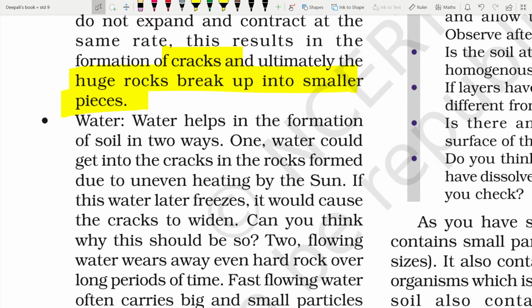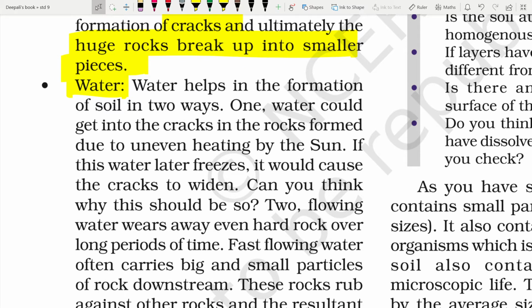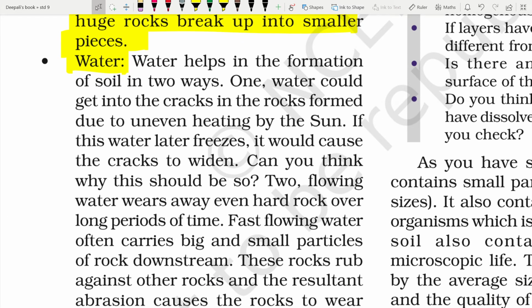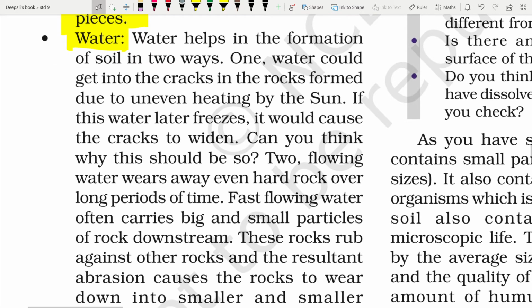The second important factor is water. Water helps in the formation of soil in two ways. One, water would get into the cracks in the rock formed due to the uneven heating of the sun. If this water later freezes, it would make the crack widen. Can you think why this would be? Because we know that the volume of ice is more than the volume of water.